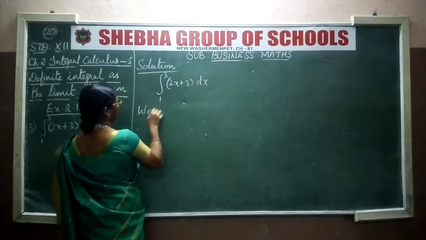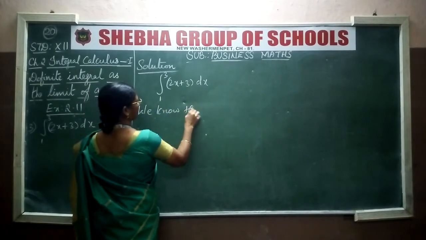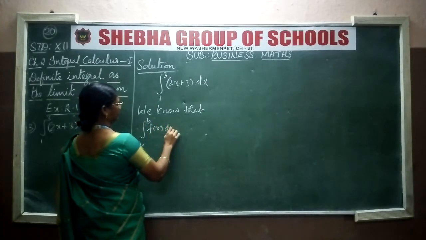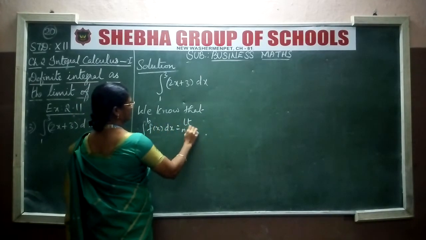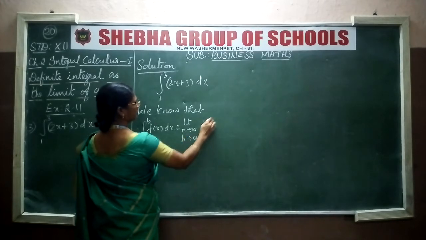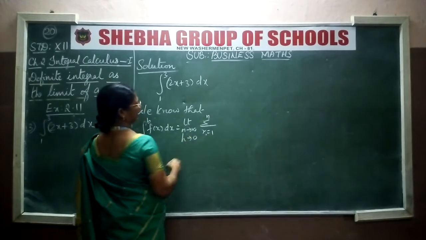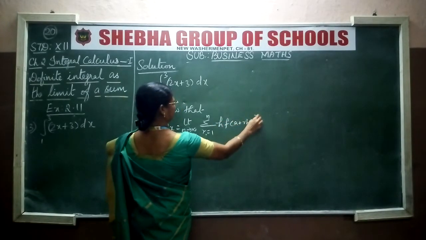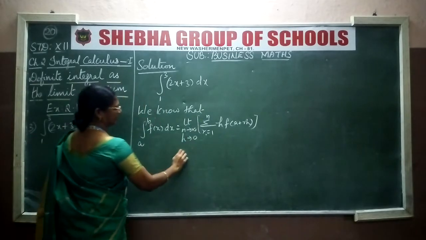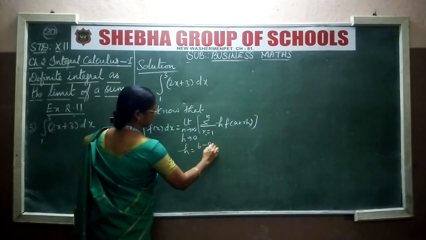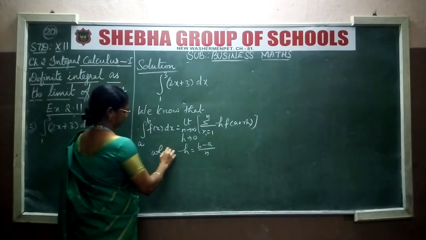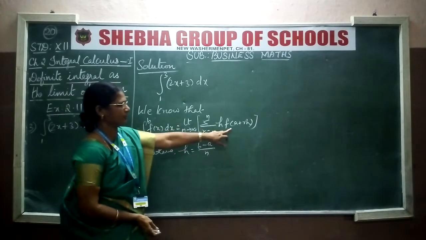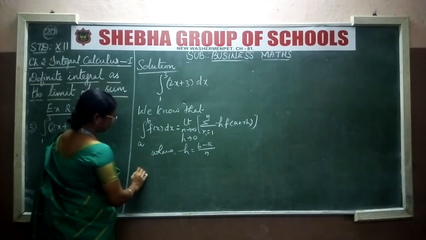First write the formula. What is the formula? The formula is integral a to b f of x dx equal to limit n tends to infinity and h tends to 0, sigma r equal to 1 to n, h into f of a plus rh. Okay, and what is h? H is b minus a by n. So find all of a, b, h and f of a plus rh.